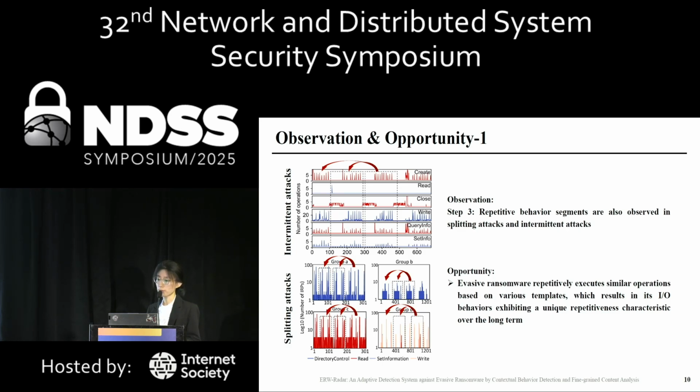Furthermore, the repetitive behavior segments are also observed in splitting attacks and intermittent attacks. So we conclude that evasive ransomware repetitively executes similar operations based on various templates, which results in its I/O behavior exhibiting a unique repetitive characteristic over the long term.